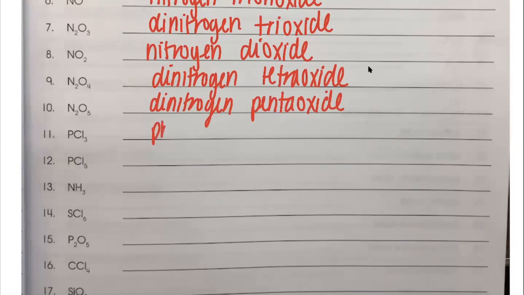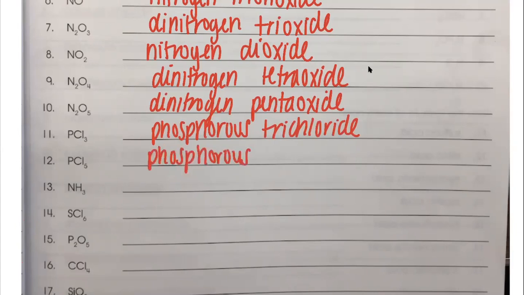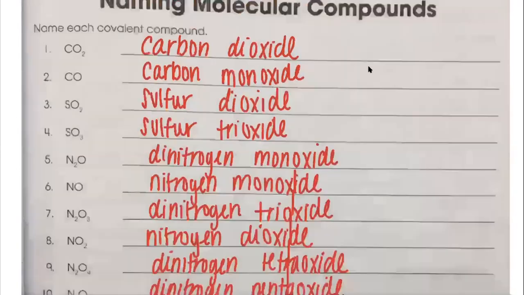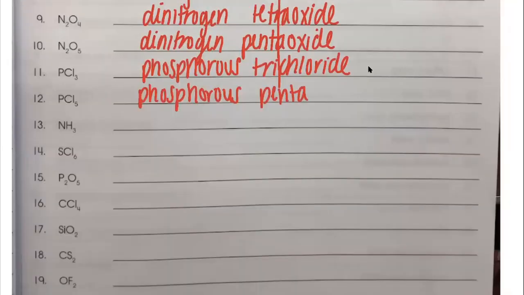Phosphorus trichloride. Good. And then one more, and then Mikey's going to take over. What's 12? And phosphorus again. And pentachloride. Good. Phosphorus pentachloride. Good. Mikey, what's 13?